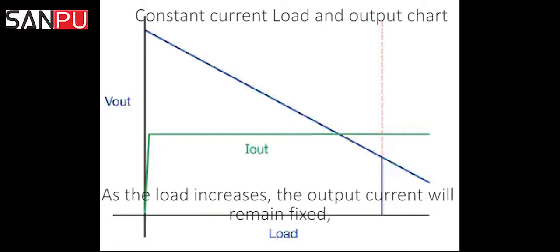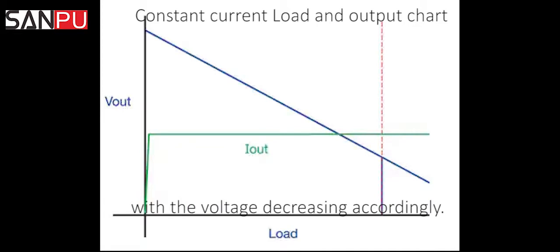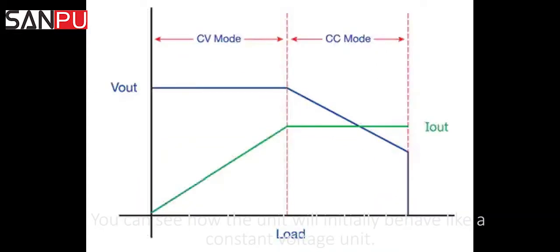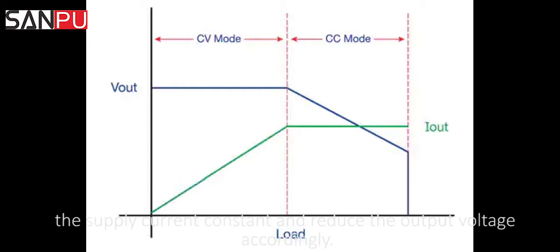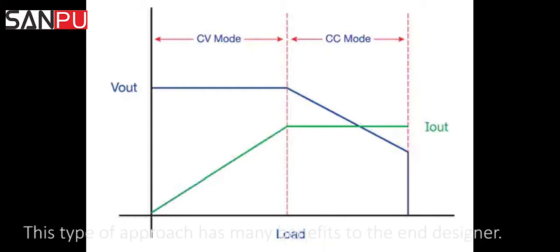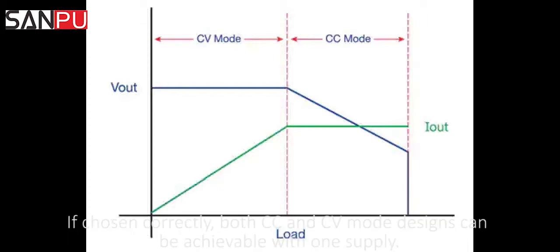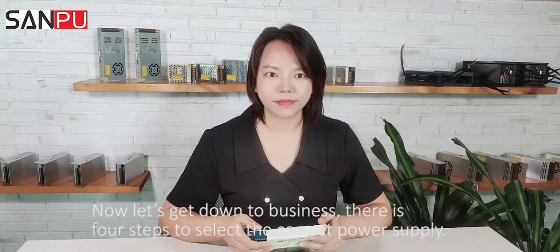As the load increases, the output current will remain fixed, with the voltage decreasing accordingly. You can see how the unit will initially behave like a constant voltage unit. Once the load current reaches max, the control loop will hold the supply current constant and reduce the output voltage accordingly. This type of approach has many benefits to the end designer. If chosen correctly, both CC and CV mode designs can be achievable with one supply.